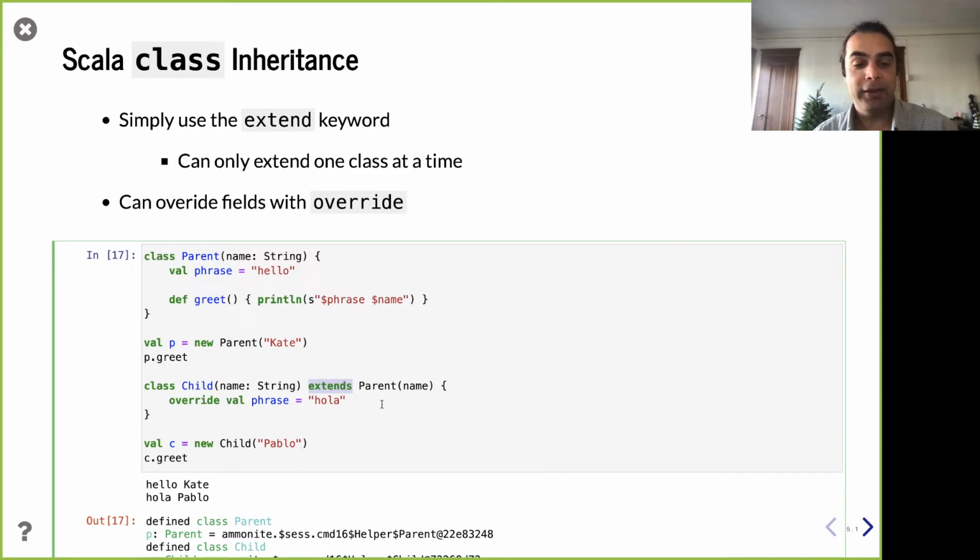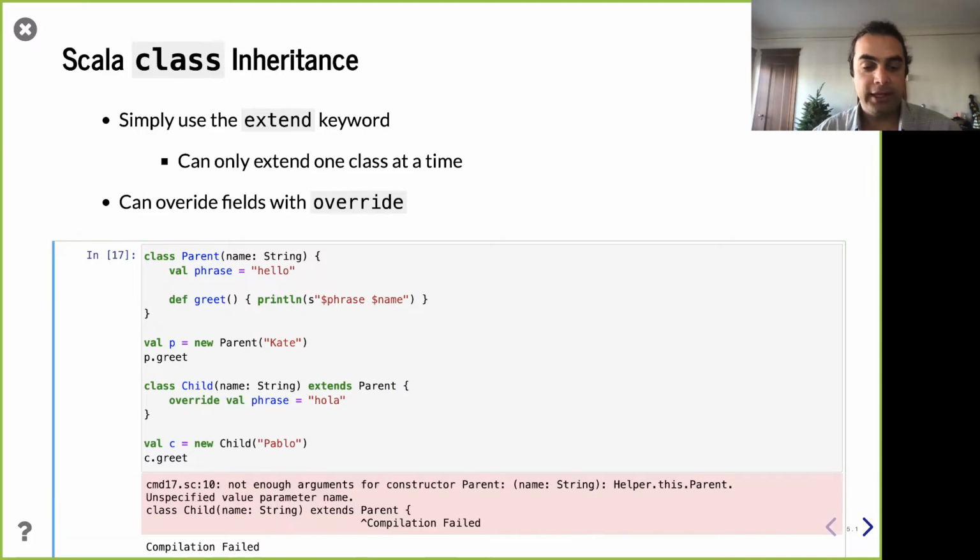Another thing to point out is that when you extend, at the time you say extends, you can give arguments to that class, right? Parent takes a name, so we can give it that name, right? If we, for example, omitted that, I'm pretty sure it's going to give us an error. Yeah, because Parent needs a name, and you can't do one without it.